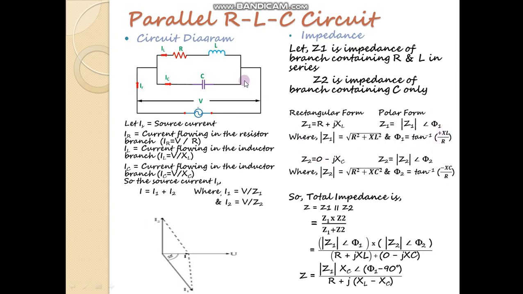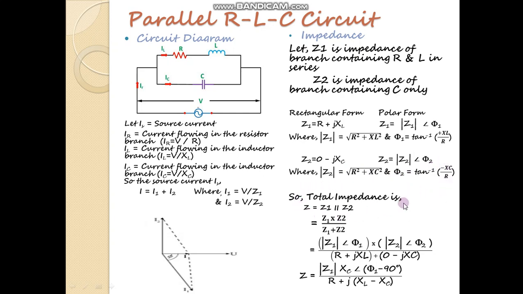Now Z2, the impedance of the branch containing C only, will be 0 minus jXC, 0 because here the resistor is not connected. In polar form Z2 will be mod of Z2 at an angle phi 2. This mod of Z2 will be under root of 0 square plus XC square, and phi 2 will be tan inverse of minus XC upon 0.